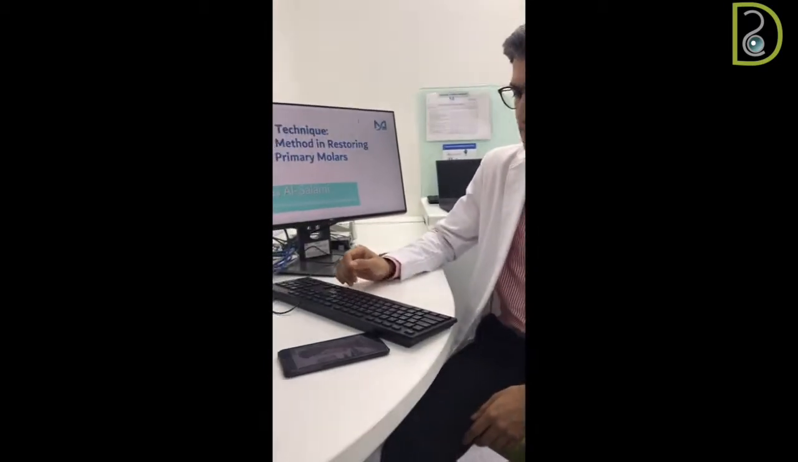And what do you know about the Hall technique? So the Hall technique is one of the restorations which is very common and recently being used in pediatric dentistry. Or we call it the novel method in restoring the carious primary molar. So this is our title today.